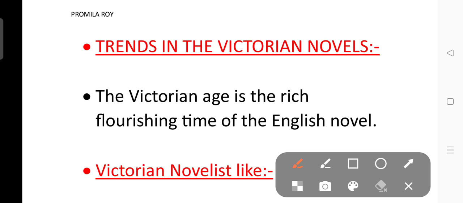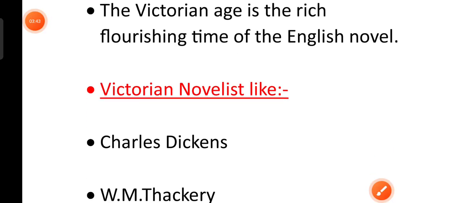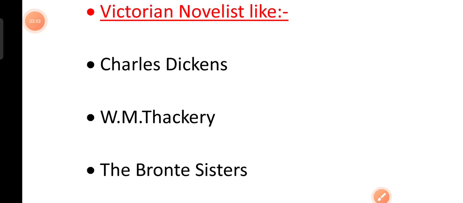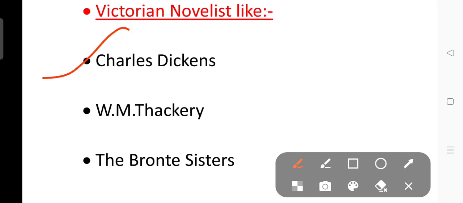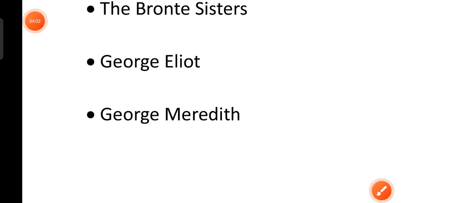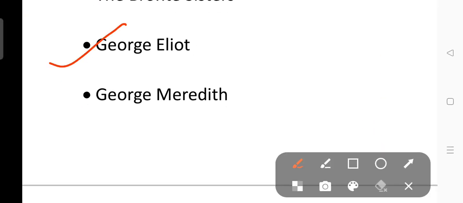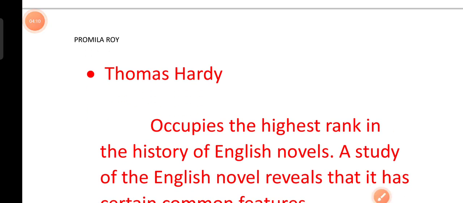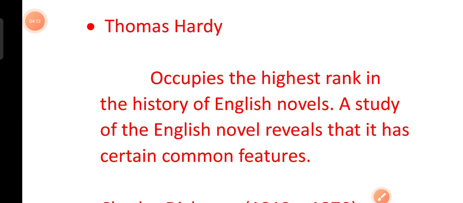Okay, so we will see some of the important Victorian novelists. First is Charles Dickens, W.M. Thackeray, the Bronte sisters, then George Eliot and George Meredith. Understood? They are the important Victorian novelists. And even Thomas Hardy. Here Thomas Hardy occupies the highest rank in the history of English novels.